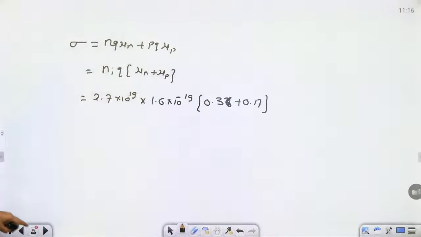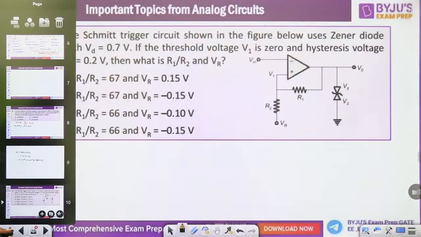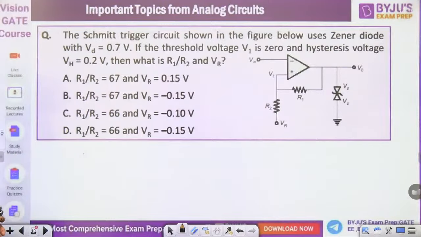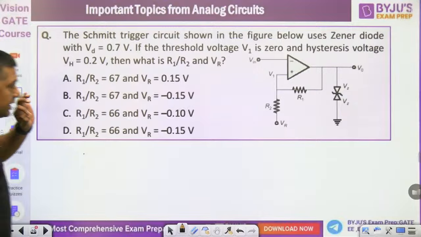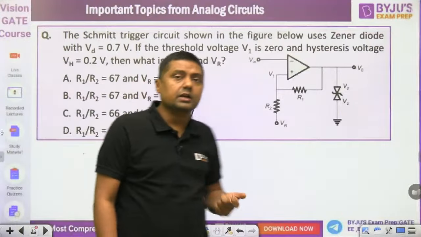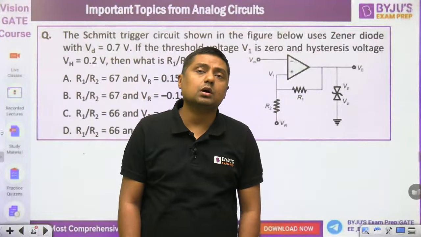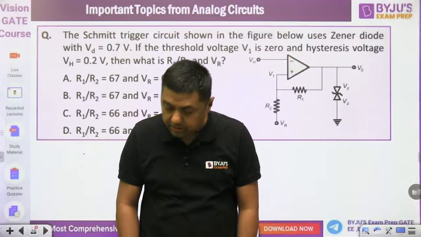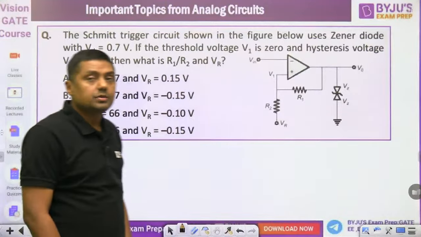Now the next one, watch this. What is the next question? The next question is from operational amplifiers. Symmetry trigger circuit. Anyone tell me what a symmetry trigger circuit is? Bistable, multi, monostable or unstable multivibrator? What is a symmetry trigger circuit? So, Chinmay Roy, the answer is B.